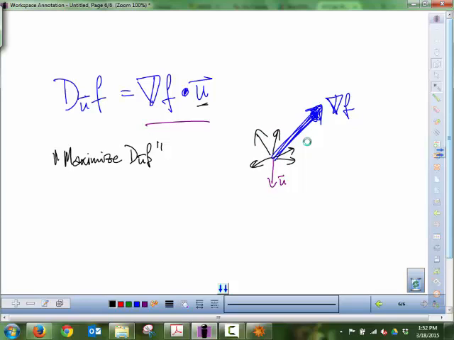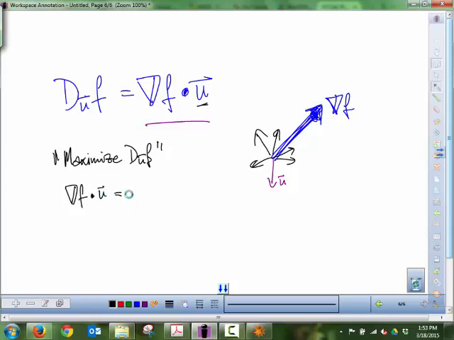Wouldn't it just be when the dot product is maximum, which is when cosine theta is maximum? When is the cosine theta maximum? At 0. So what she said was that if we're going to try to maximize a directional derivative, we're going to try to maximize this dot product.